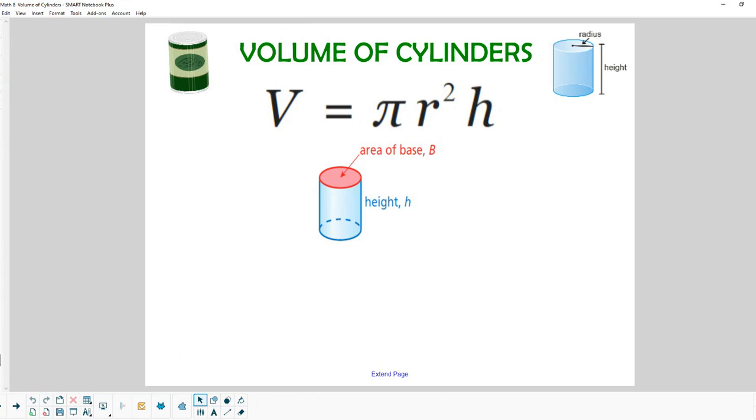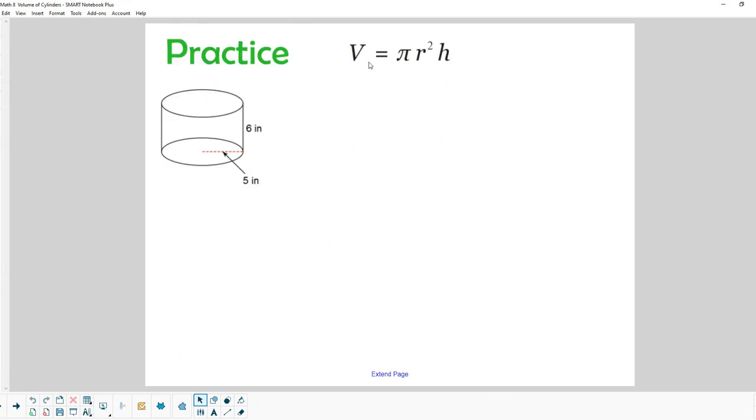So let's try this out. So here we've got volume equals pi r squared times the height. Let's list the elements that we have here. We know that pi, we're going to use an estimate for it because it's an irrational number, and we just want to go out to 2 digits here, 3.14. We know that the radius of our circle is 5, and the height of our circle is 6.